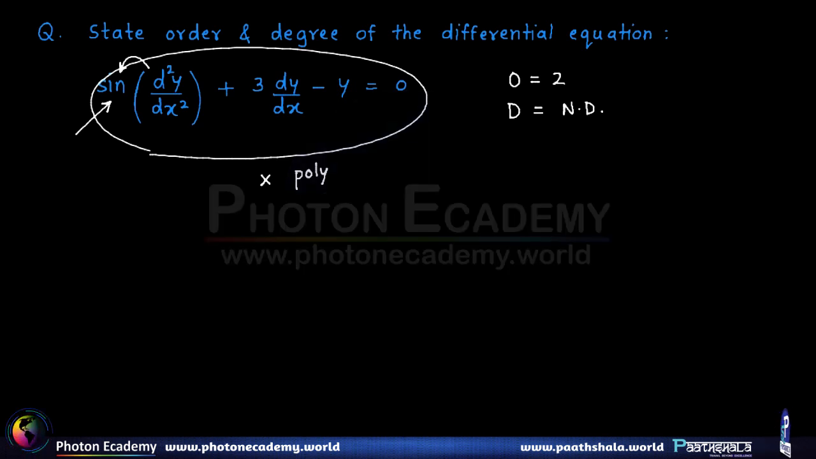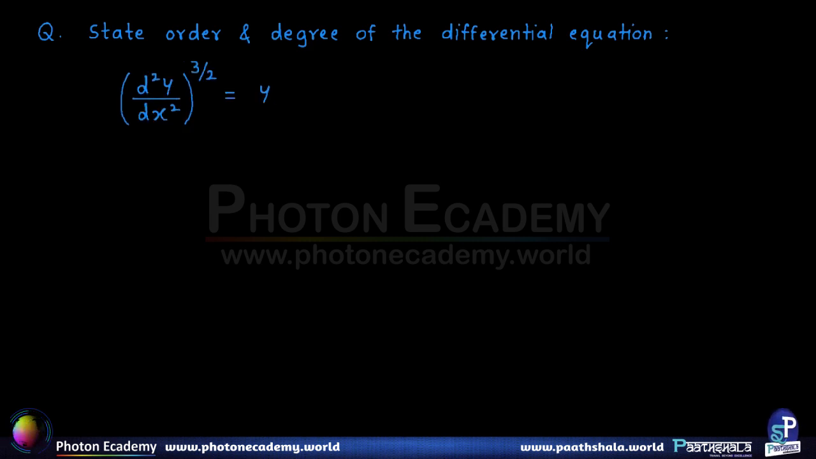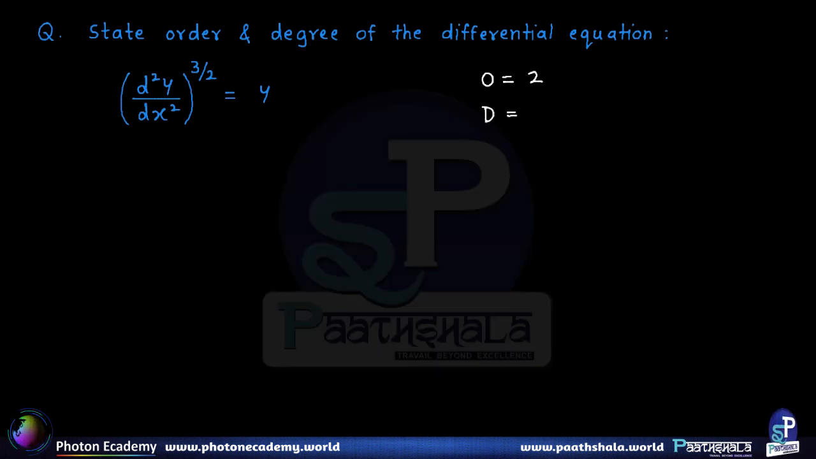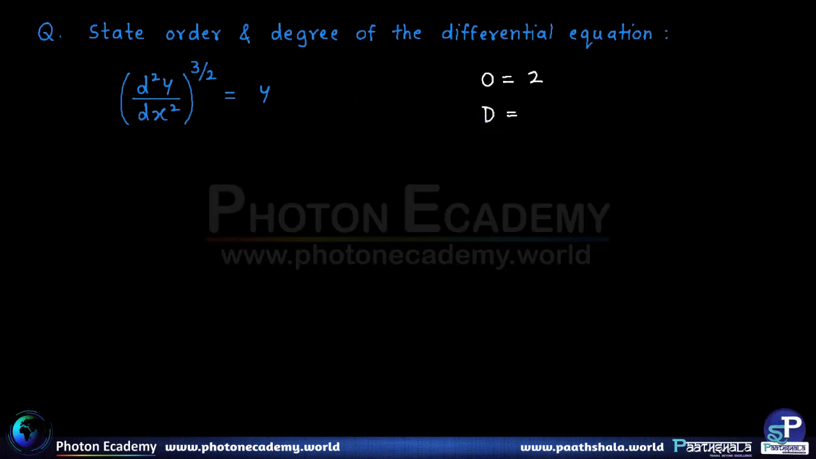Let's go ahead and see another question. Now here we can see that the order is 2 because we are seeing the second order derivative. Now as far as degree is considered, can we write 3 by 2 as the degree? The answer is no, because it's a fractional power and we cannot have any fractional power. So in order to remove the fractional power, what is the easiest step?